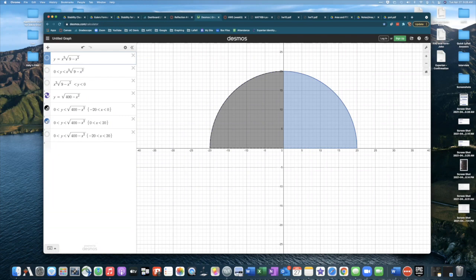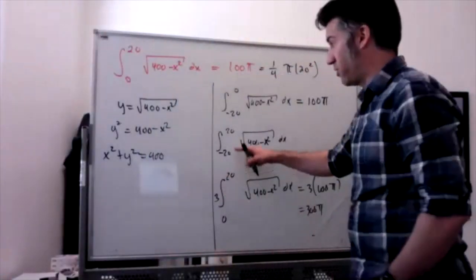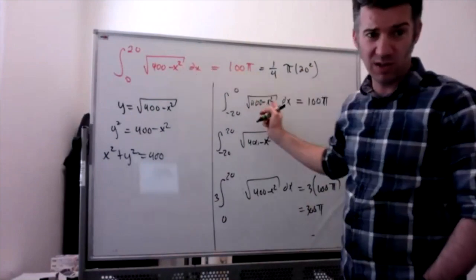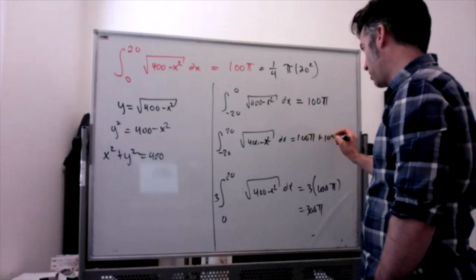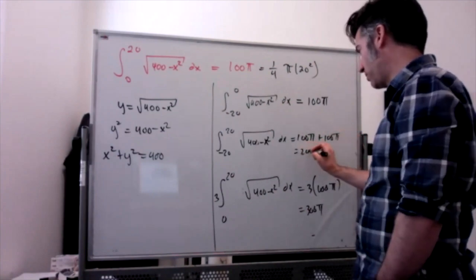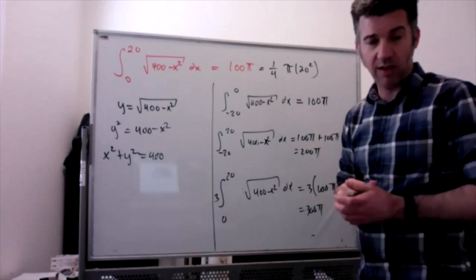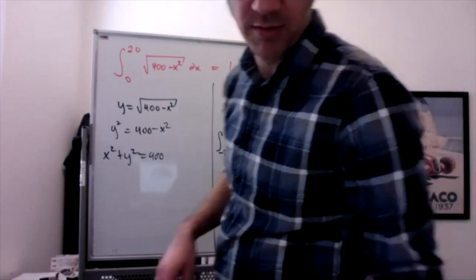And then if I want the total area from -20 to 20, you're really just adding them up. So it's going to be the integral from -20 to 0, which is 100 pi, plus the integral from 0 to 20, which is also 100 pi. So it's going to be 100 pi plus 100 pi, which is 200 pi. So hopefully all that clarifies this even odd stuff, because it can be a bit confusing.